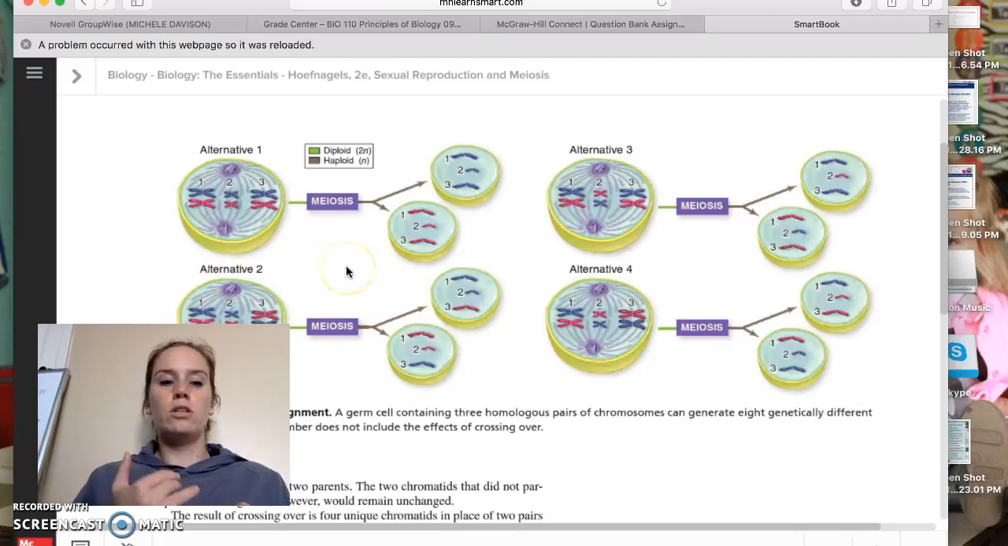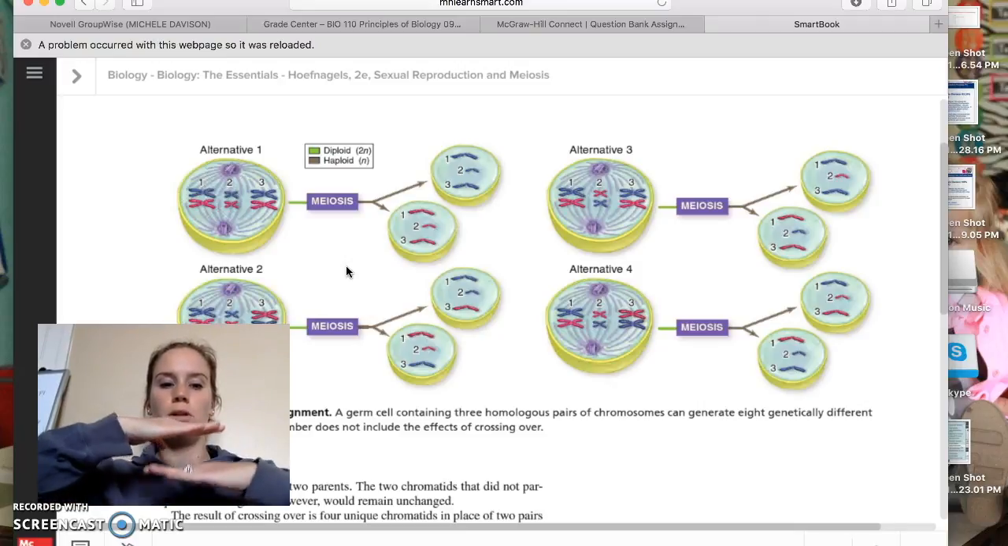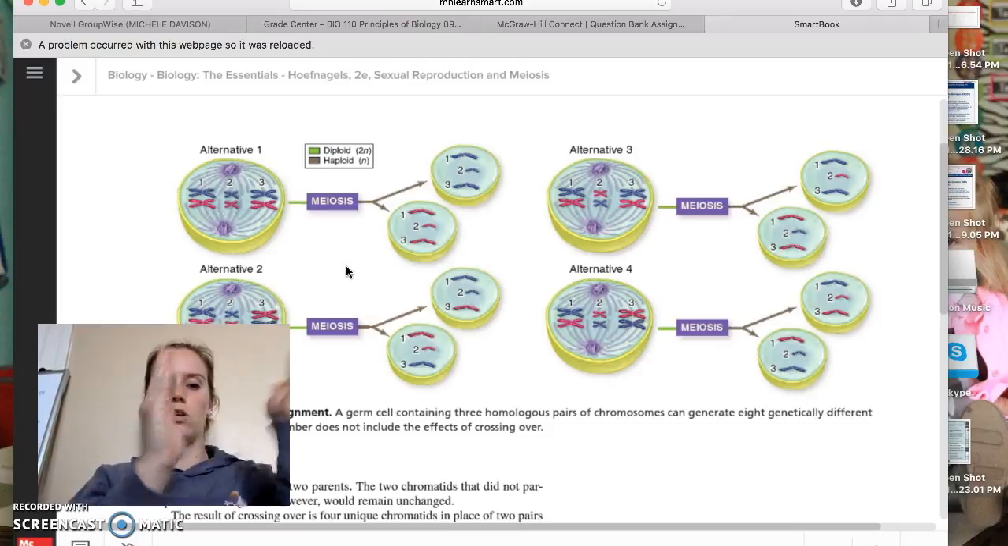So know that crossing over is going to happen in prophase 1. All they're doing is swapping a little leg. And then random assortment is going to happen in metaphase 1. And it's just where they're going to line up. Are they going to line up top to bottom or next to each other? Or is it going to be flip-flop this way and then this way? If you have questions about that, just make sure you ask.